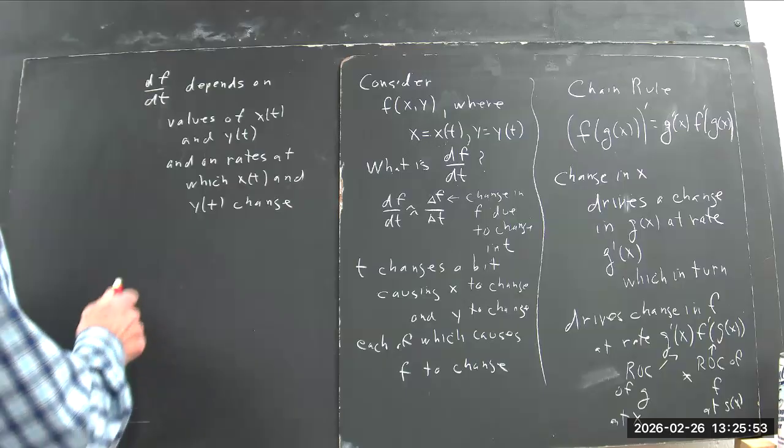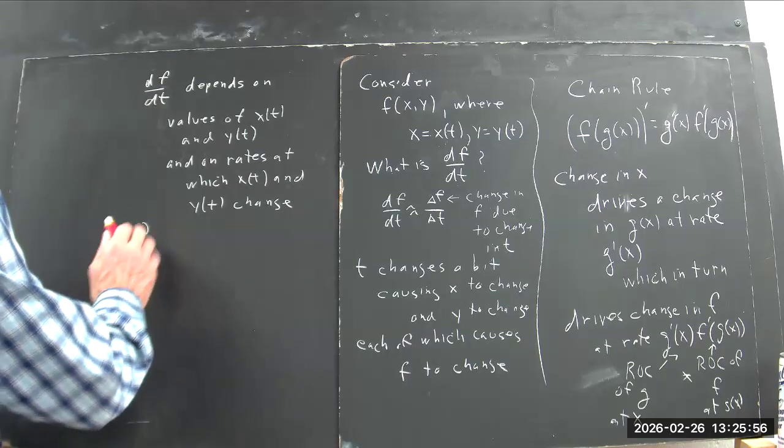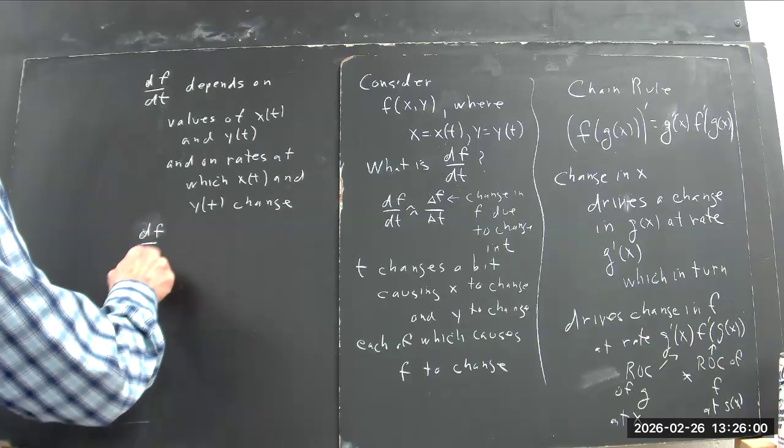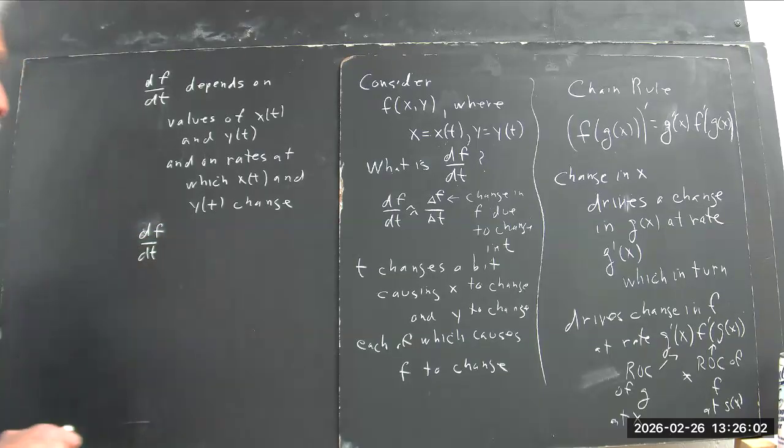Well, I'm going to cut to the chase here. And this is df dt. It's not a partial derivative because it's with respect to only one variable. T is the only variable here. X and y are intermediate variables. Okay.